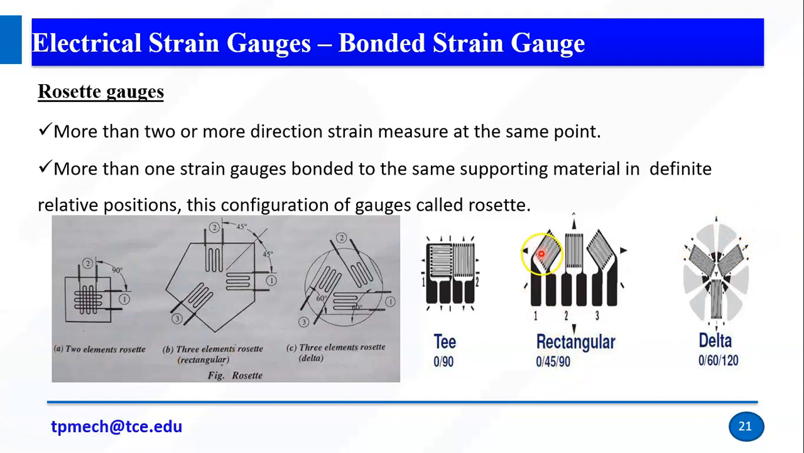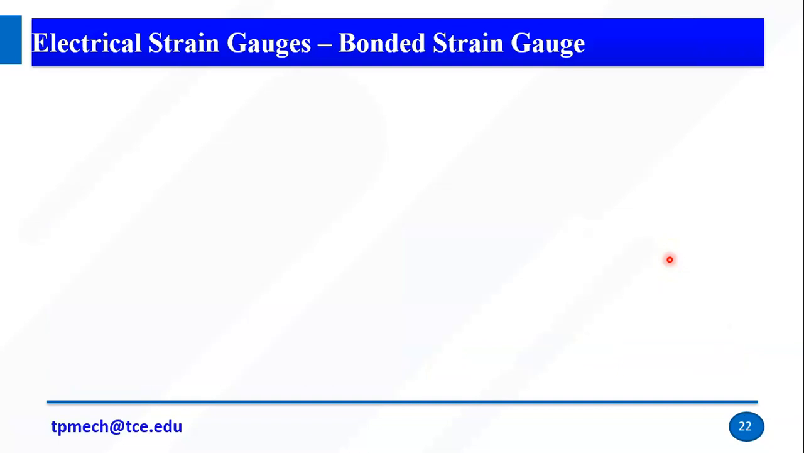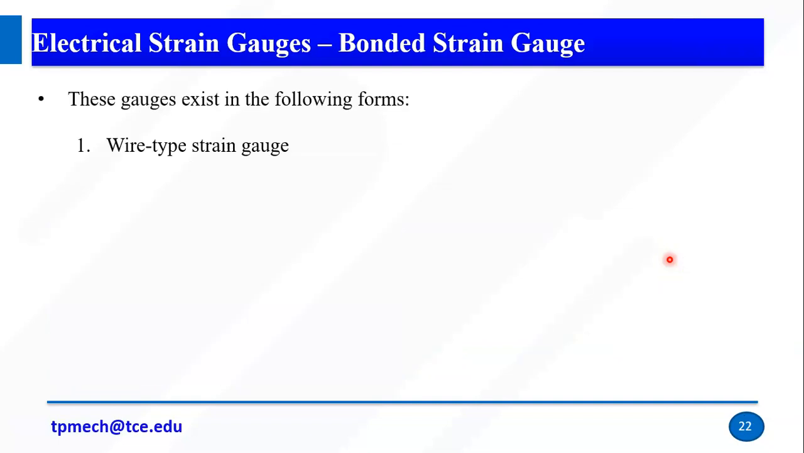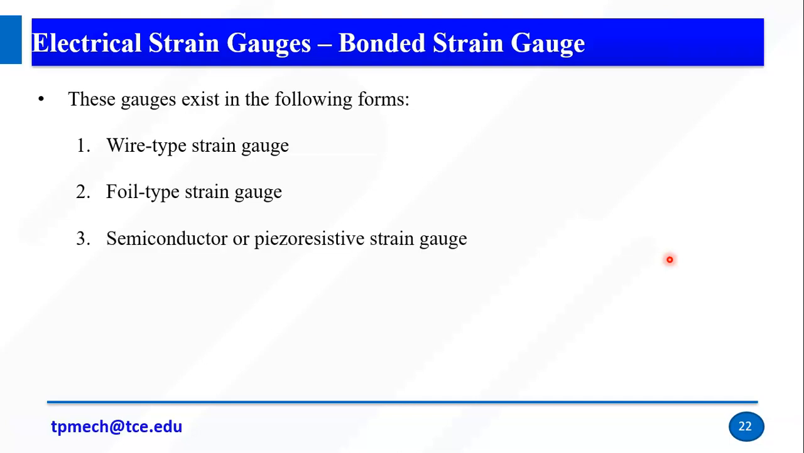Again, this one is a rectangular rosette: 0 degree, 45 and 90 degree. Delta is like an angle. So 0, 60, 120, if we fix the gauges like this, it's a delta type. Right. So bonded gauges have 3 main types: one is a wire type, another is a foil type, another is a semiconductor or piezoresistive strain gauge.